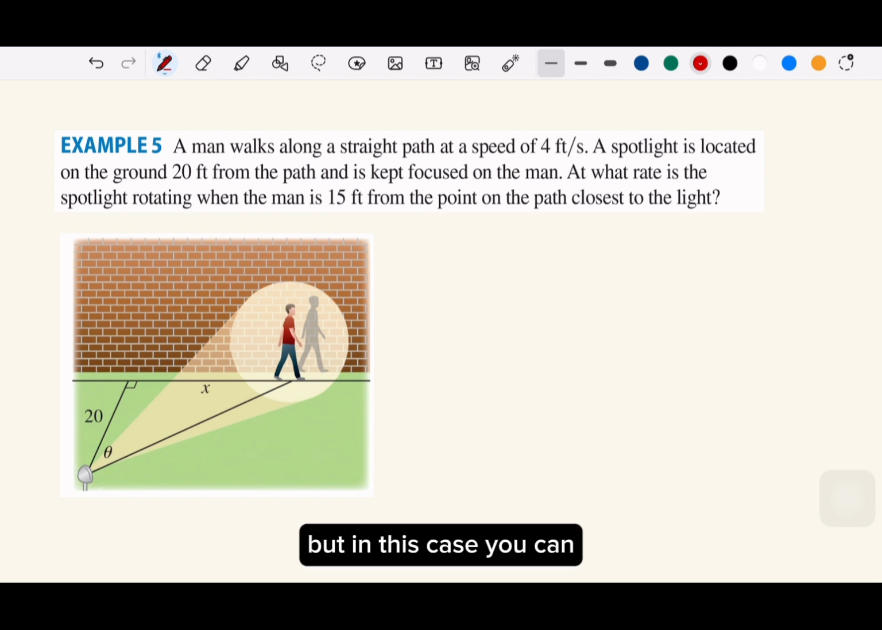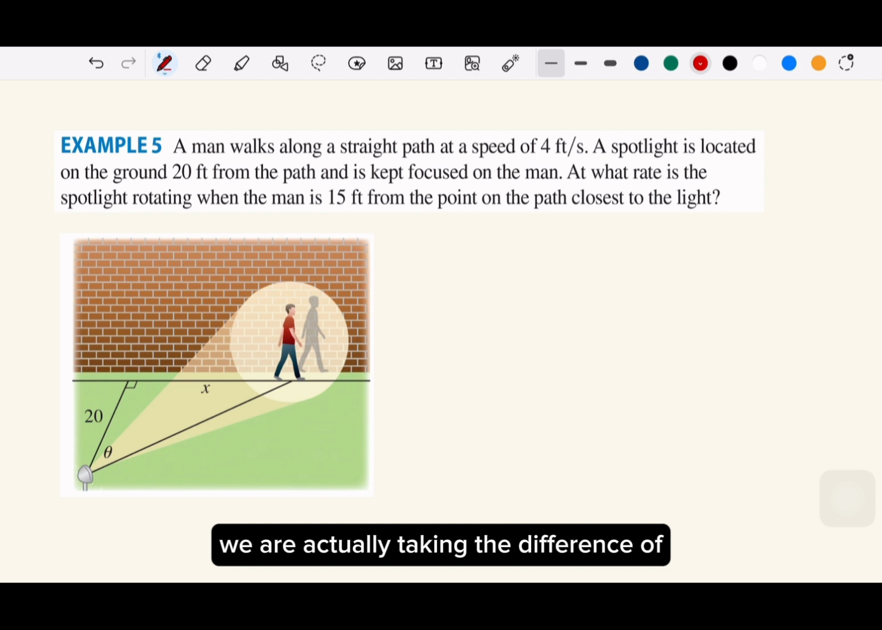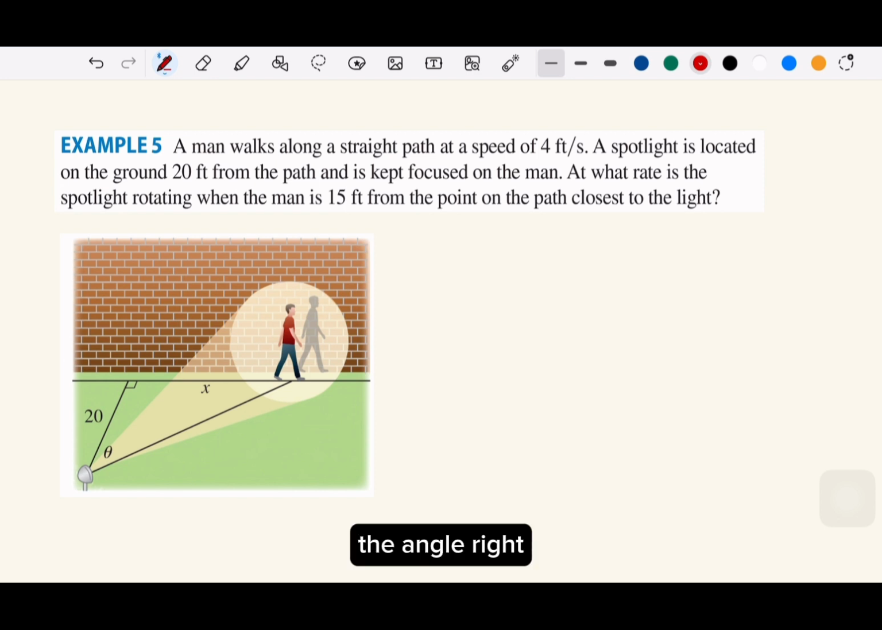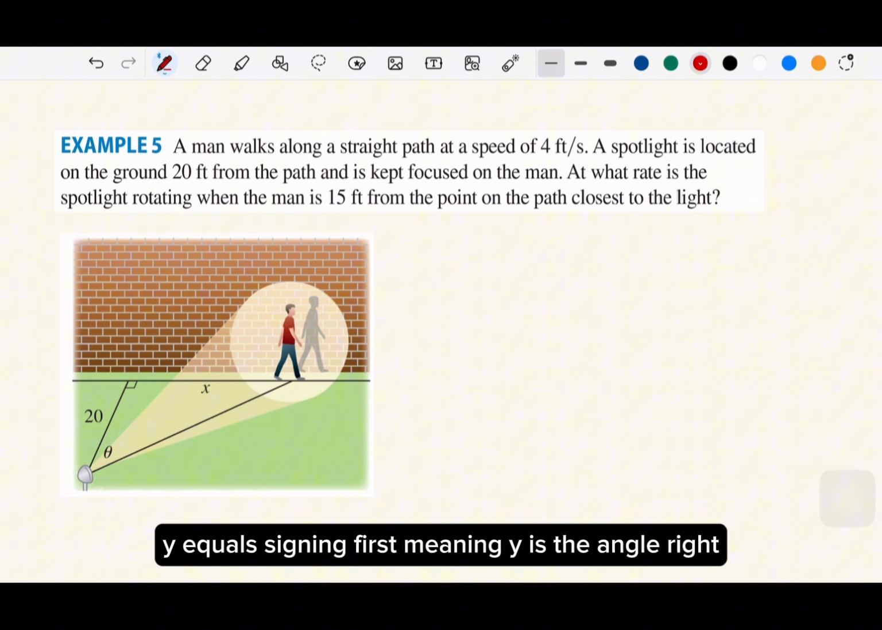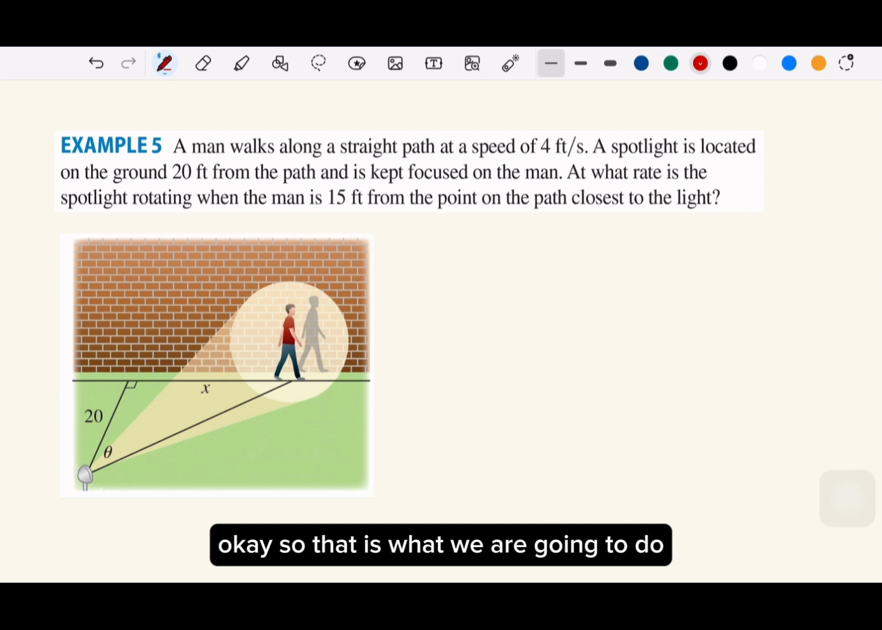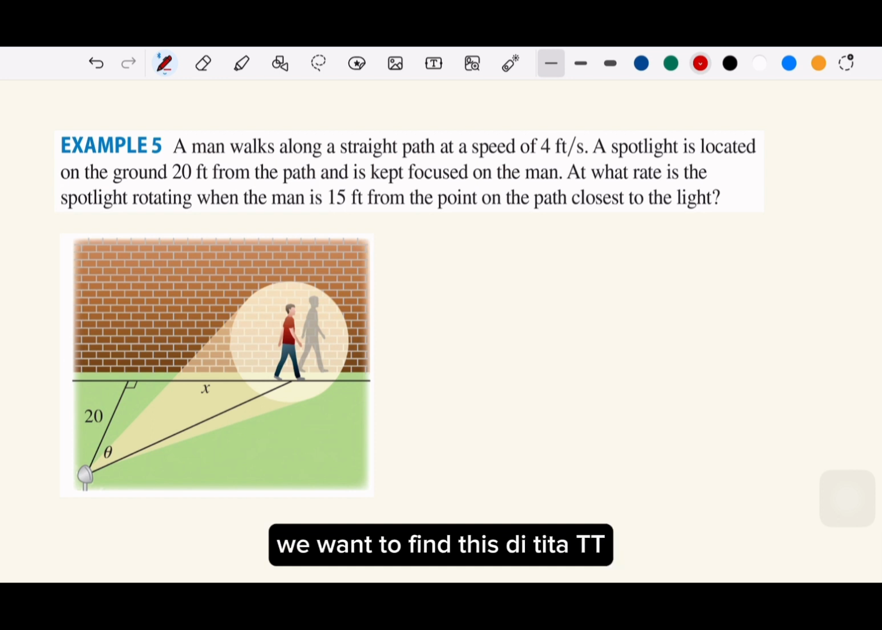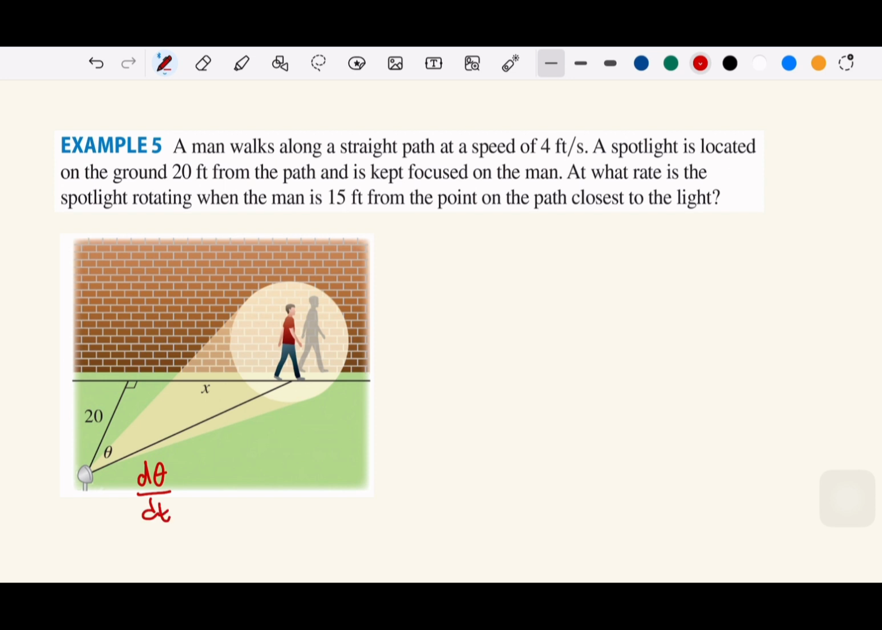But in this case, you can think like we did with the inverse of trigonometry. We are actually taking the derivative of the angle, right? y equals sine inverse, meaning y is the angle. So actually, dy dx for the inverse of trigonometry is the rate of the angle itself. So that is what we are going to do. We are going to find this dθ/dt.